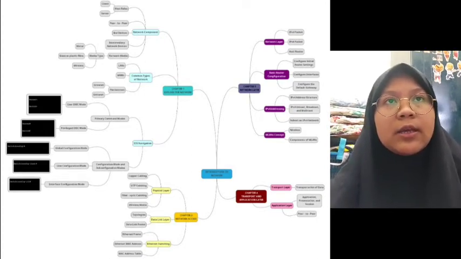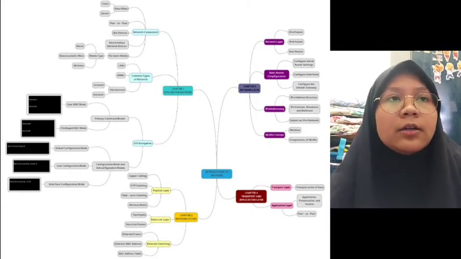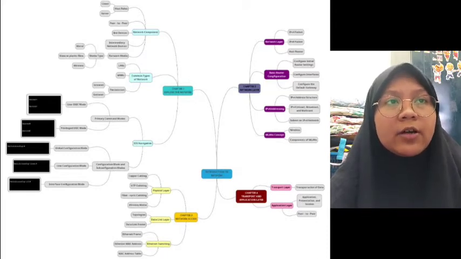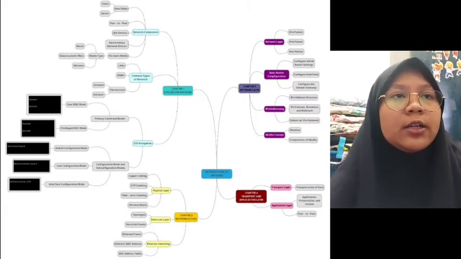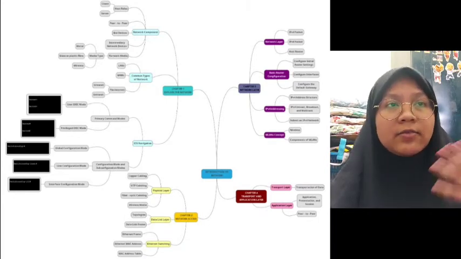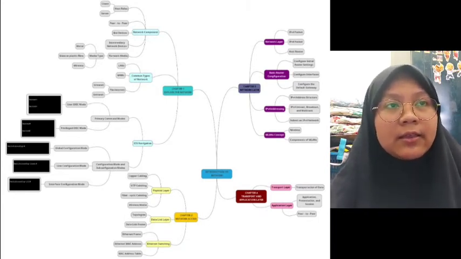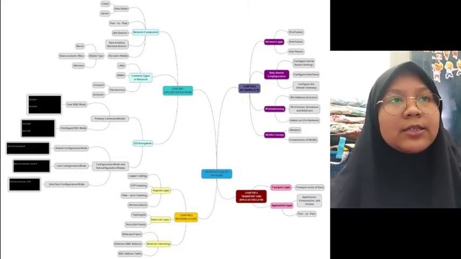Here is the subtopic in the network layer, which is the IPv4 format. IPv4 is version 4, while IPv6 is the principal network layer communication protocol. The network layer performs four basic operations, which are addressing and encapsulation, routing, and de-encapsulation.